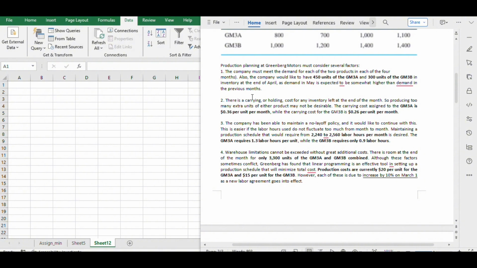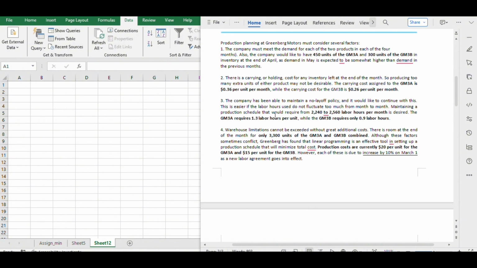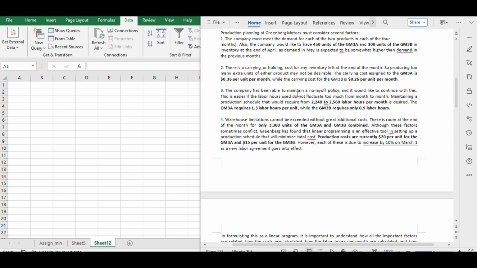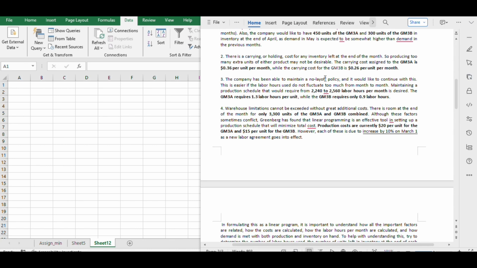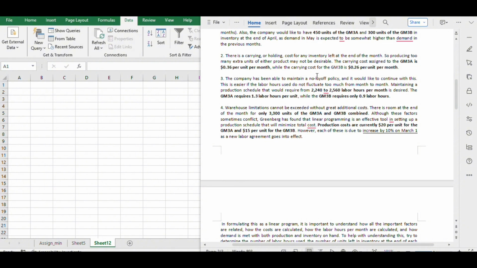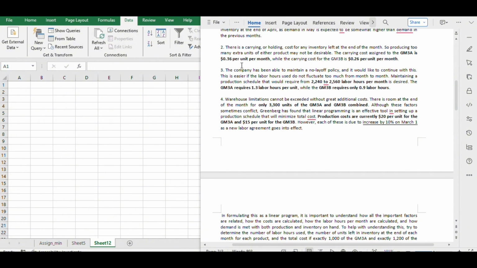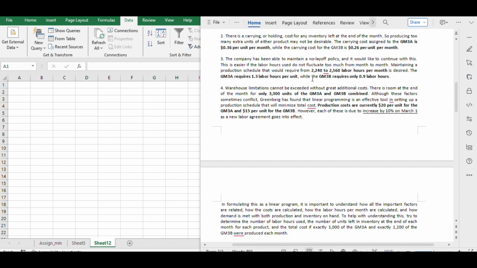Number 2 is that there is a carrying cost for any inventory left at the end of the month. So producing too much of either product may not be so desirable. The carrying cost for the GM3A is $0.36 per unit per month, while the carrying cost for the GM3B is $0.26 per unit per month. Number 3 is the company has been able to maintain a no layoff policy and would like to continue with this. This is easier if the labor hours do not fluctuate too much.